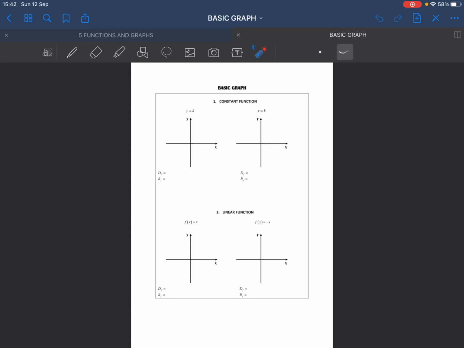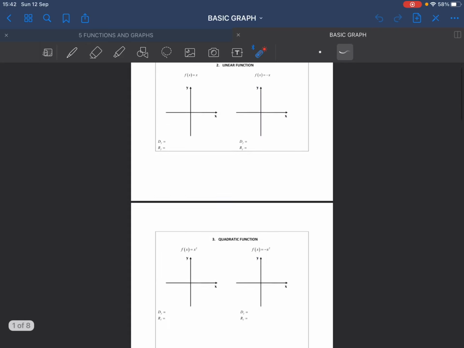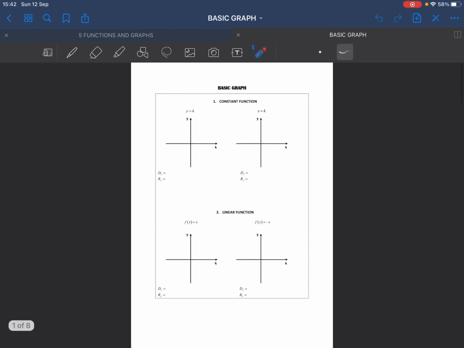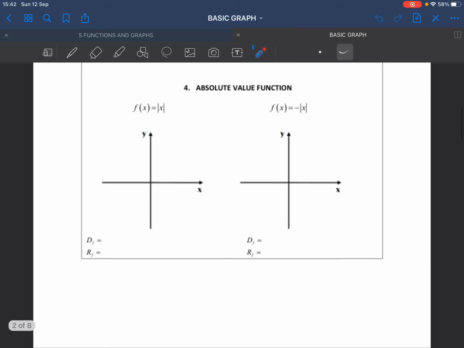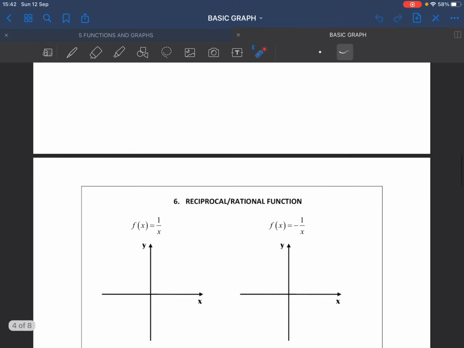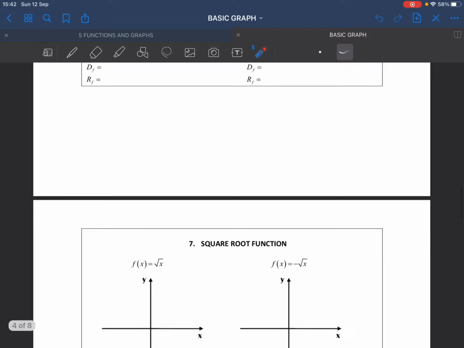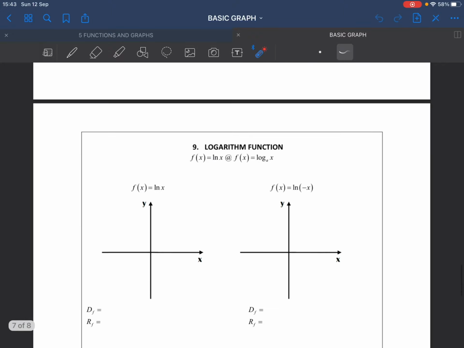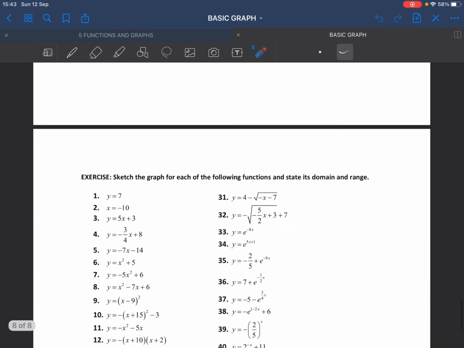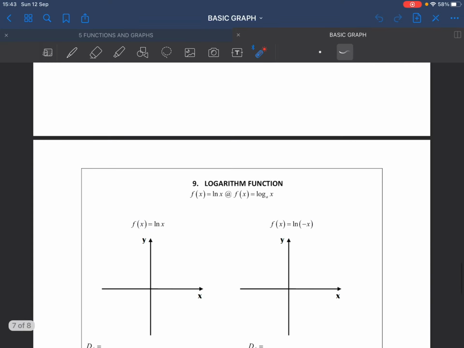Okay, there are 10 basic graph. We have a linear constant function, linear function, quadratic function, absolute value function, cubic function, reciprocal or rational, square root function. We have exponential, and then we have logarithm function, and mana last one? Kita ada piecewise function. Okay, semua 9 graph ni bersatu menjadi piecewise function. So there are 10 graph that you are supposed to know how to sketch.